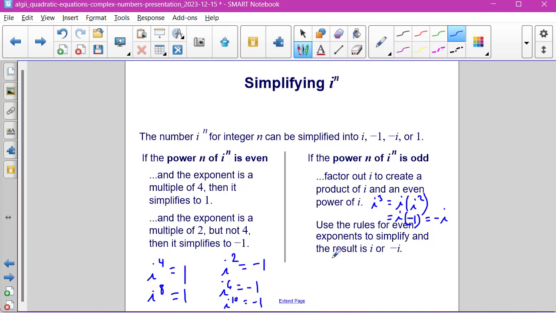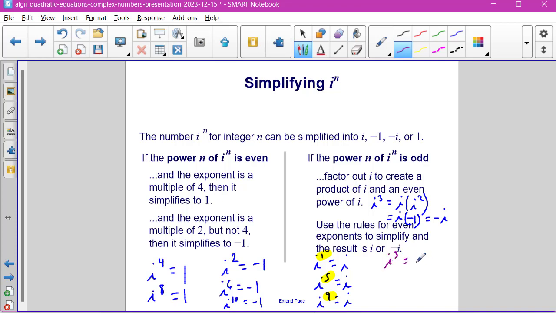Some of you may also have noticed that i to the 1st power is i, so was i to the 5th power. The next one would be i to the 9th power. Notice each of these exponents, the 1, 5, and 9, if you were to divide each of these by 4, the remainder would be 1. So if you divide the exponent by 4 and it doesn't go evenly and the remainder is 1, then it will simplify to i.